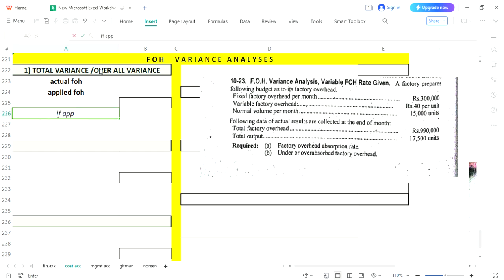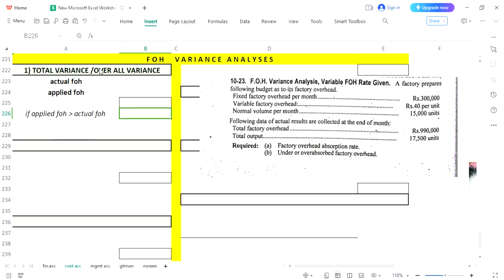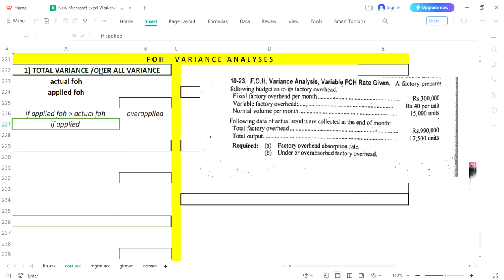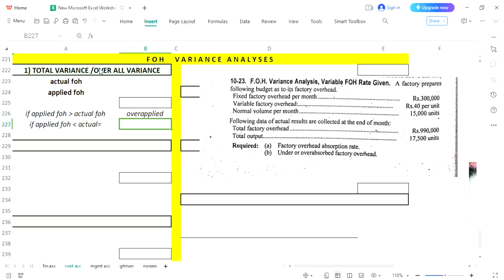So if applied FH is more than your actual FH, how will you conclude? If applied is more, it is over applied. And secondly, if your applied FH is less than your actual FH, it would be considered under applied, and you will write your conclusion as under applied.